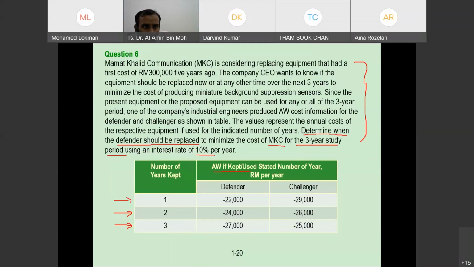Should it be replaced now or at any time over the next 3 years? Since the present equipment or the proposed equipment can be used for any or all of the 3-year period, the company proceeds with AW. Okay, so this is the AW after they calculate it. So they ask whether it should be replaced now or at any time in these 3 years. Okay, so what we need to do first? Of course, we need to calculate the AW. So it's been given, right?